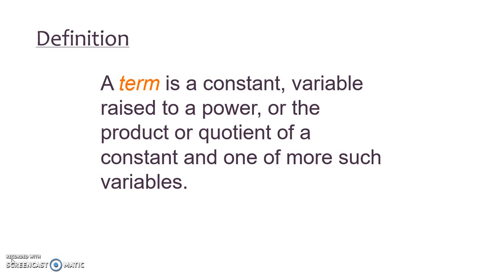Okay, so we have some definitions today. And the first one you've probably already heard me say, it's called a term. So a term is a constant, variable raised to a power, or the product or quotient of a constant and one or more such variables. So those are a lot of words that may or may not make a whole lot of sense. I think it's easier if we just kind of illustrate this.